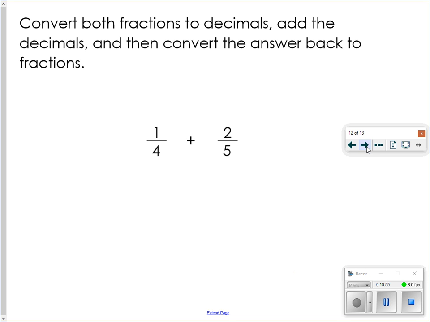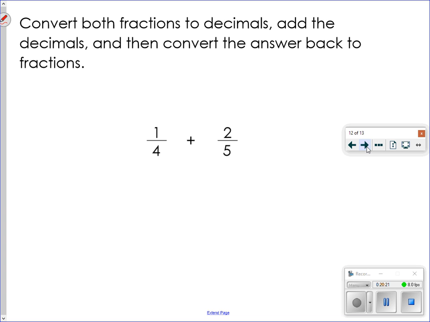All right. What if we had to add 1/4 plus 2/5? Well, we learned in our fractions unit that we can look for a common denominator, use equivalent fractions to make a common denominator, and then add them once we have a common denominator. Okay? But there is another way we could do that. We could use what we now know about decimals. So we're going to convert both fractions to decimals first.